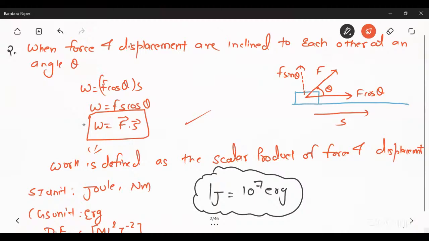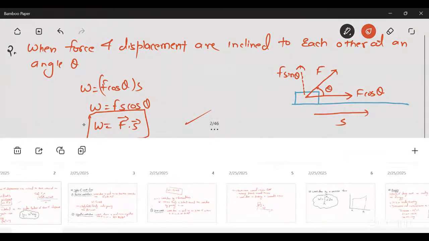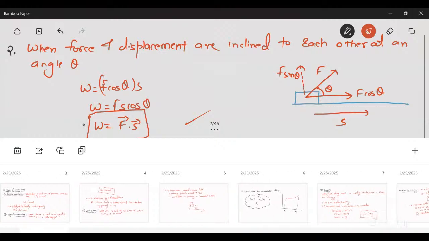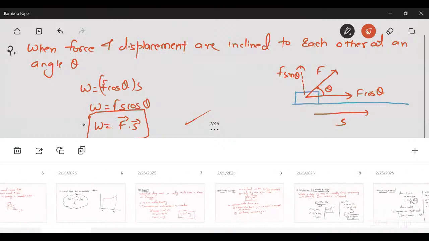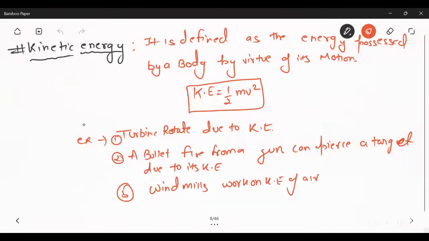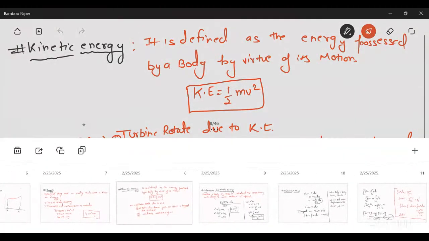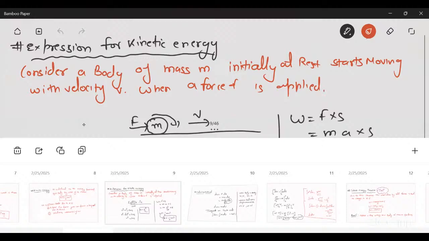Okay. Now second is your energy. So what is the energy? I have also defined energy. Sorry, second one is your kinetic energy. Kinetic energy is defined as the energy possessed by a body by virtue of its motion. I have given you example, and now you have to prove the work energy theorem.